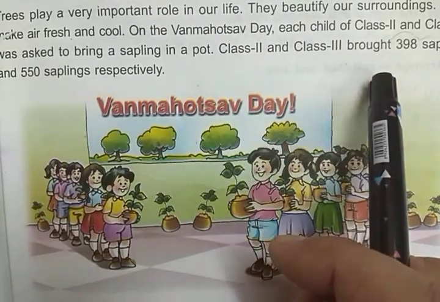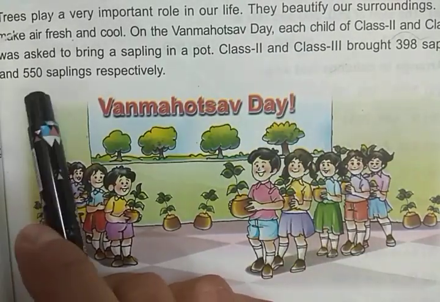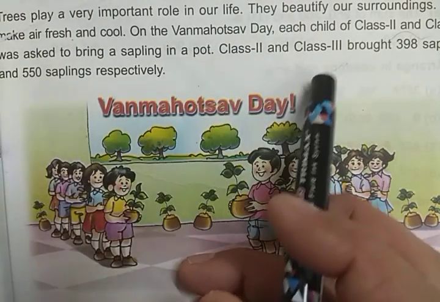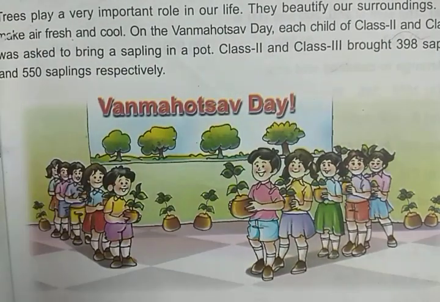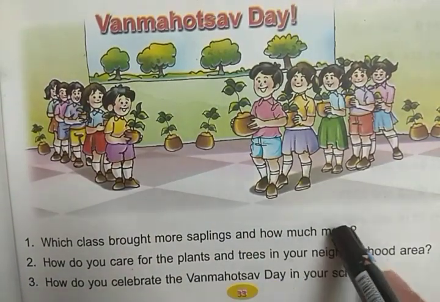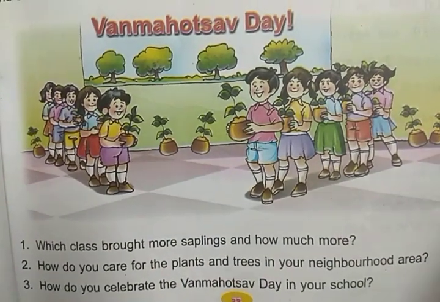Class 2nd लाई थी 398, class 3rd लाई है 550. So कौन सी क्लास ज्यादा saplings लेके आई है? Yes, class 3rd. Class 3rd लाई है 550 saplings. Now, and how much more? कितनी ज्यादा लेके आई है?